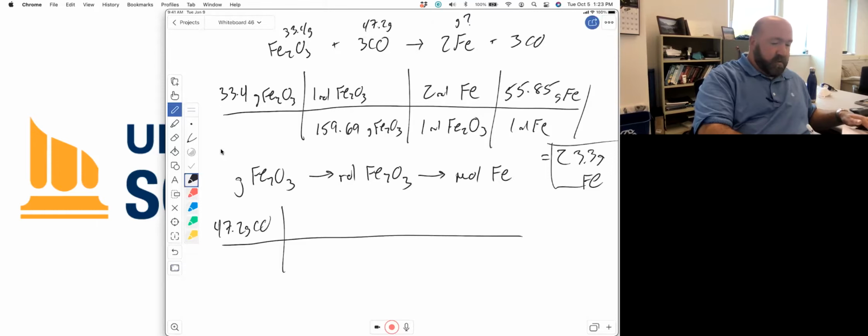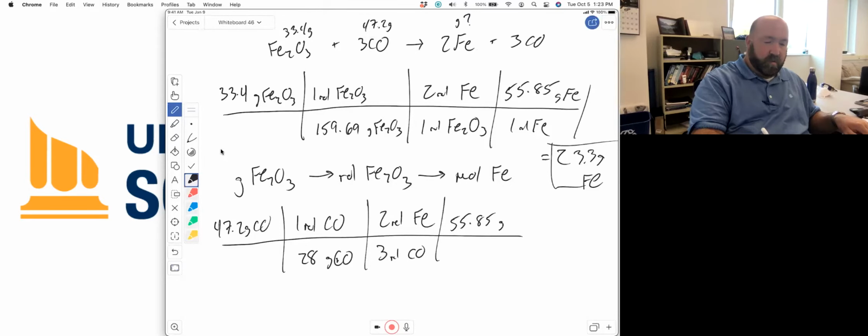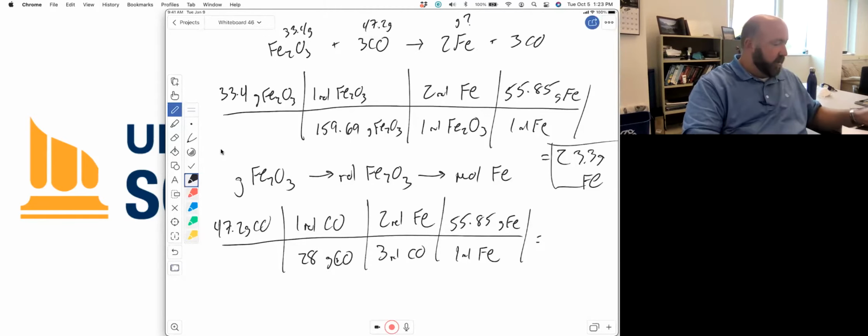47.2 grams of CO, the molar mass of CO is 1 mole per 28 grams of CO. Then again, we use our balanced chemical equation, and we see that we have 3 moles of CO to every 2 moles of Fe. And then finally, our conversion to grams of iron. We do this out, and we see that this amount of carbon monoxide can actually produce 62.8 grams of Fe.